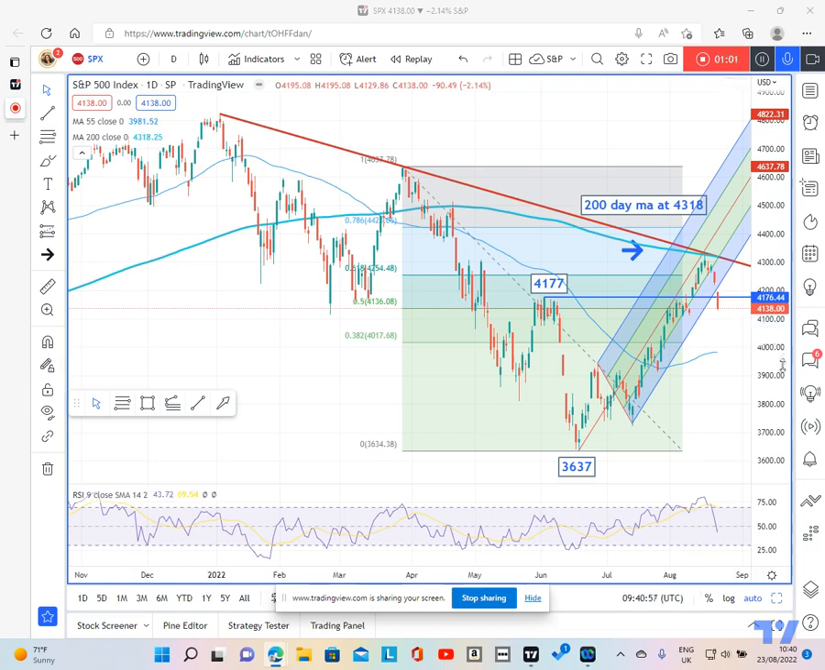So our first support level of note is going to be the 55-day moving average, and that comes in at 3981. That's this moving average here. And yes, we're going to have minor levels offered by the end of June high there at 3945. And let's not forget the low that we saw in June at 3637. The critical support is the thing I'm more interested in. And for that, we need to look at the long-term weekly chart.